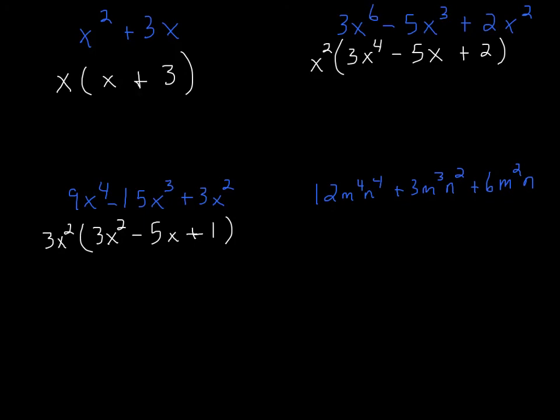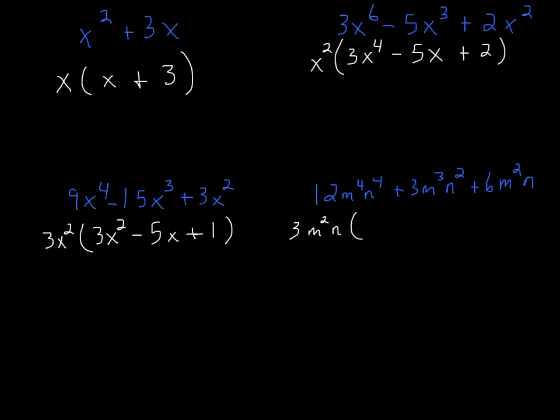Alright, so the last one, this is kind of a bigger one, right? Got 3 terms, got 2 variables, lots to do. So we got 12, 3, and 6. Those are all multiples of 3. With our m's, the least m that we have is m squared. And our n's, the least we have is n.